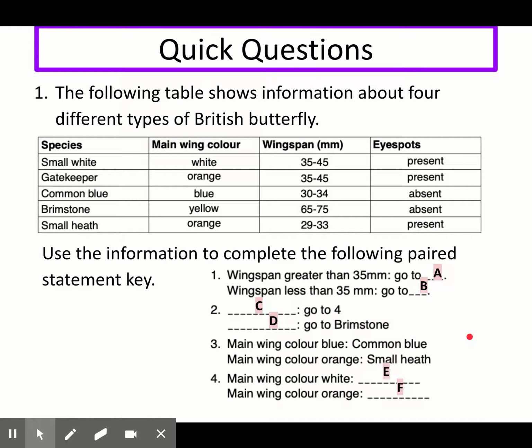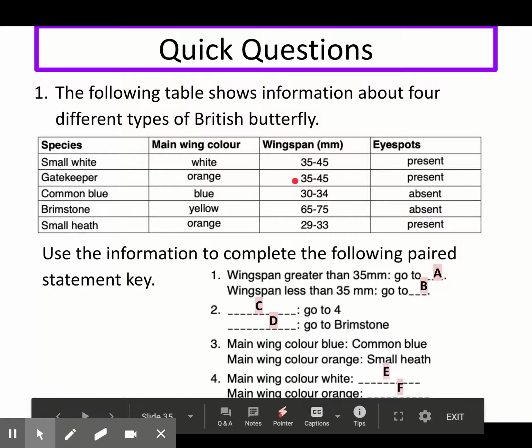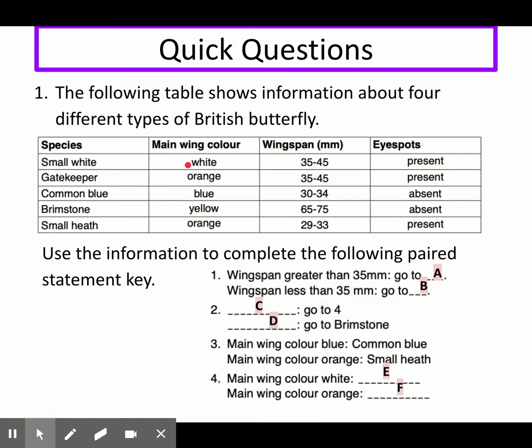Okay, let's run through our answers. With this one, it's a lot of problem solving. You're trying to work back the way almost. You can already score out brimstone, common blue, and small heath because they're ones that we've got answers for already. So basically near the end here, you're expecting your other two to come up. You can follow through and make sure you can see what things they could be split up by.